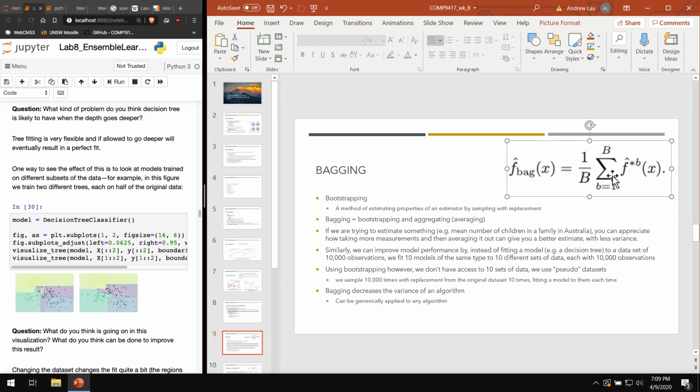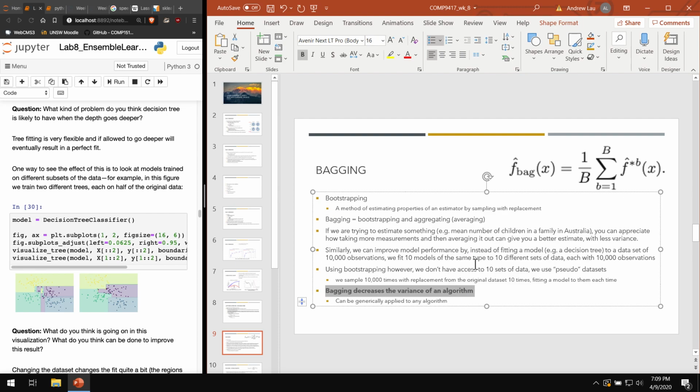It's going to take more time and computing power because you're fitting the exact same model, I don't know, 5, 10, 20 times, right? So bagging, this is an important point here: bagging decreases the variance of an algorithm.